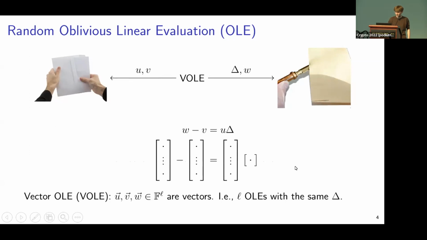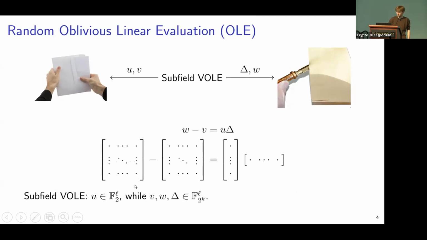Then there's vector OLE, which is sort of the other way around. w, v, and u become vectors, and the same delta gets multiplied by all entries. And finally, there is subfield vector OLE, which can be viewed as an outer product. Each entry in u gets multiplied by each entry of delta to get these matrices w and v, which again can be viewed as members of a larger or smaller field.